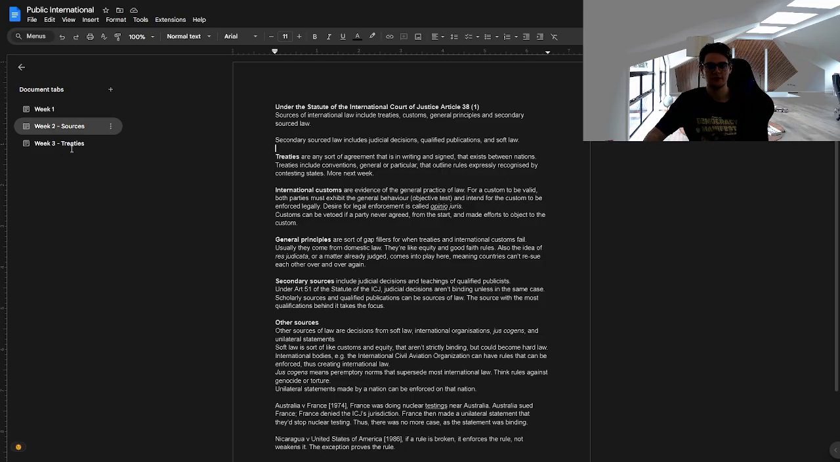Treaties we will look at next week, but they're basically any sort of agreement that is in writing and signed. That's an agreement between 2 nations. I like to think of it kind of like a contract, but just in an international sense.